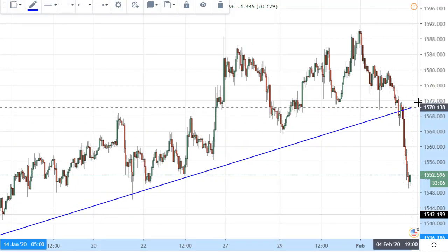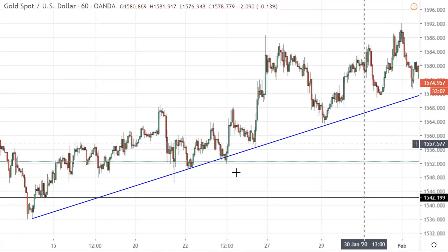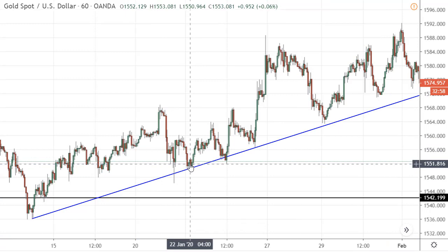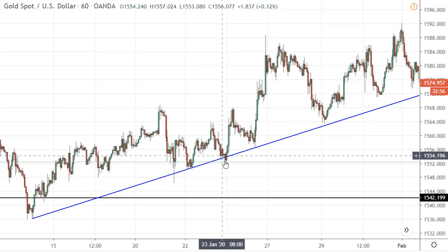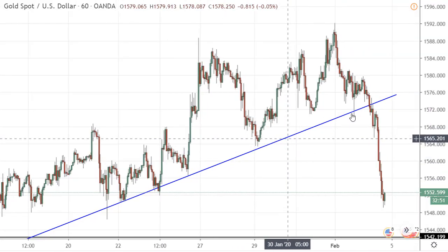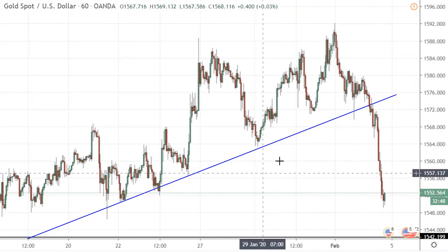So when we connect, I think this is the best way to put this trend line in. This was a pin bar, a fake out. This was an official touch, a second touch, small breakout, failed, another touch, and eventually we had a touch and a rejection, and then eventually we broke out.